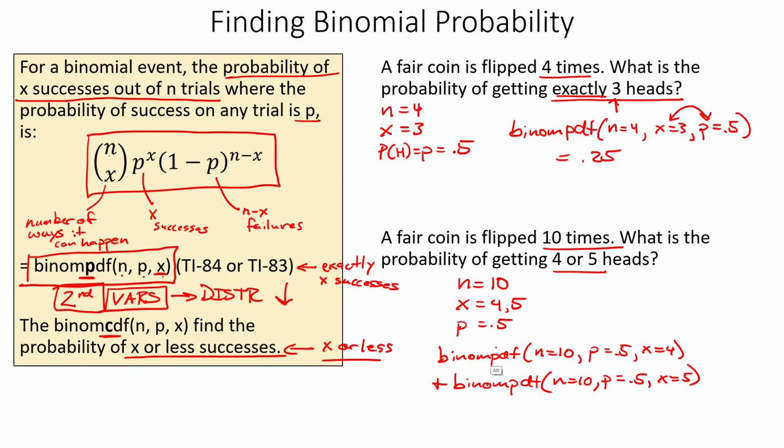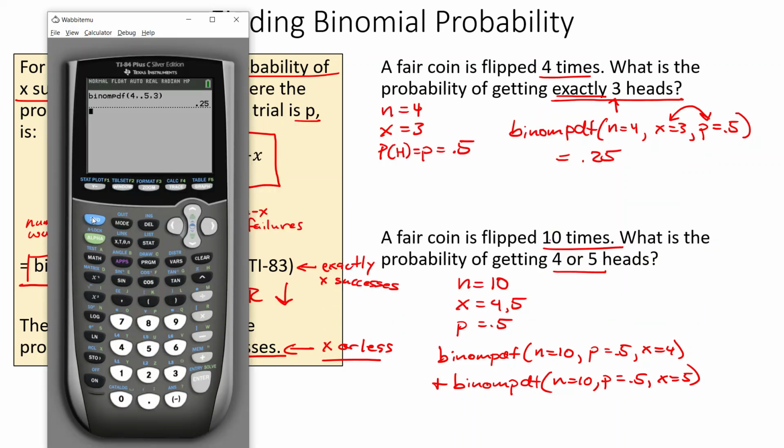And we just add them both together. And we can do this all at once if we want to. So second distribution, I'm going to go up. It's faster to get there if I just go up. There it is, binomial PDF.